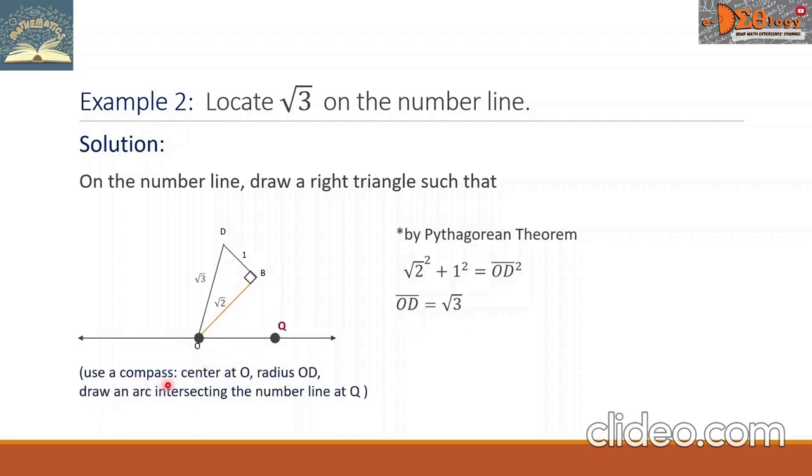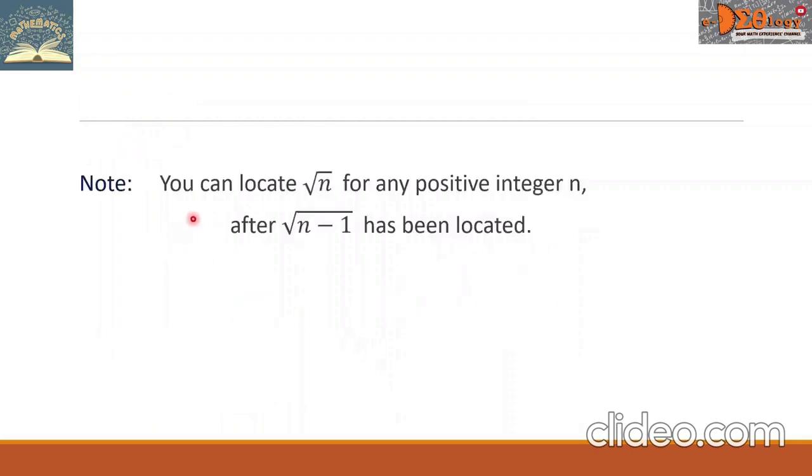Then we will use a compass, center at O, radius OD. We will draw an arc intersecting the number line at the point Q. So, OD, that is the square root of 3, now equals OQ on the number line. Note that you can locate square root of n on the number line for any positive integer n after the square root of the quantity n minus 1 has been located.